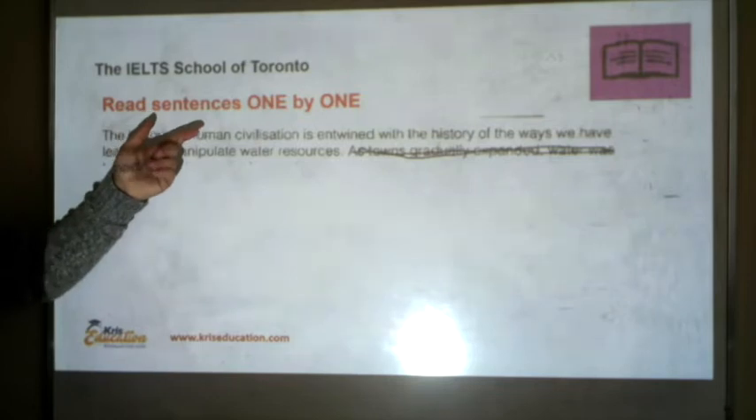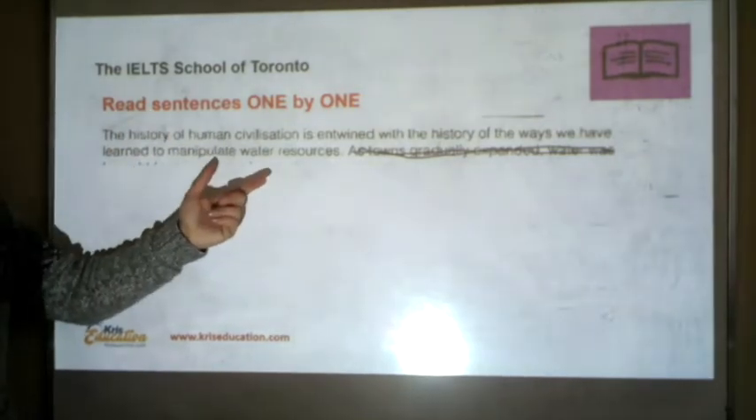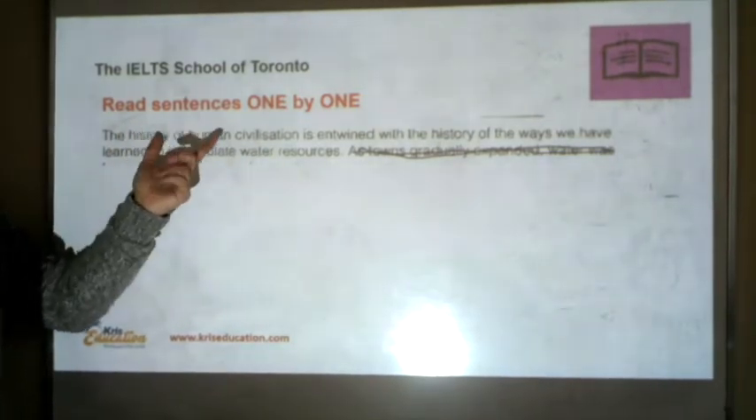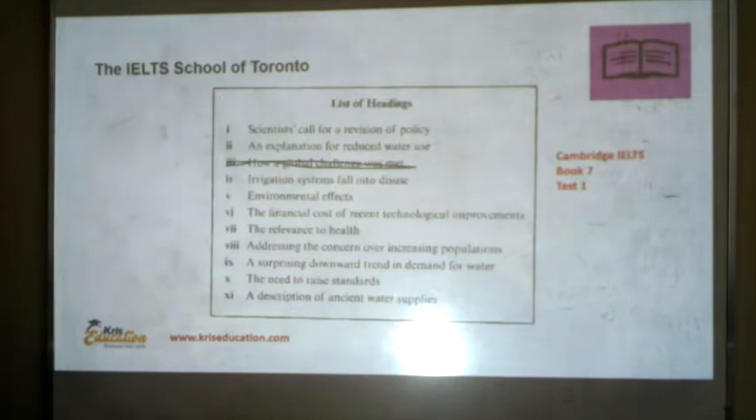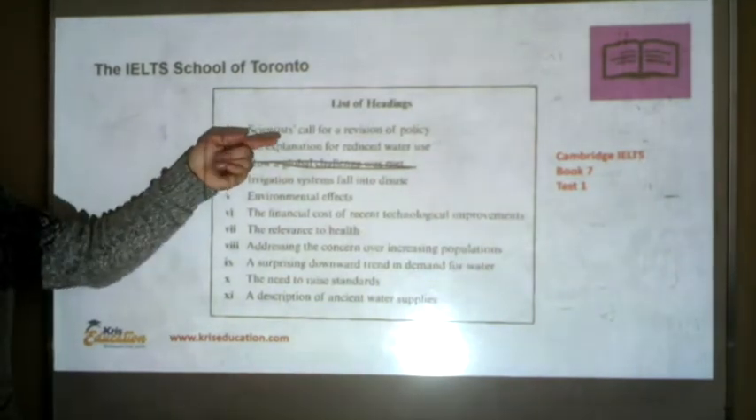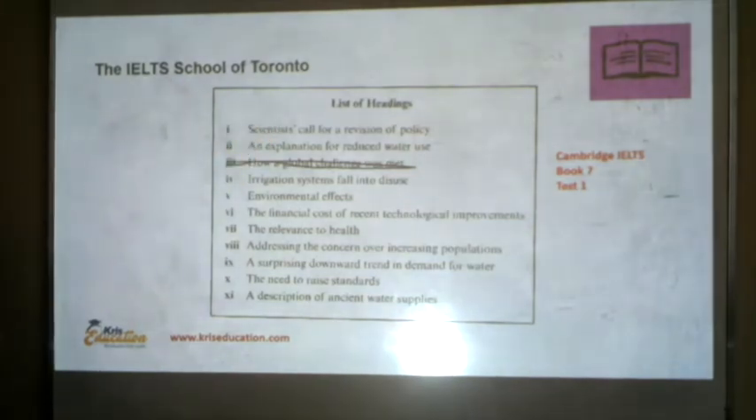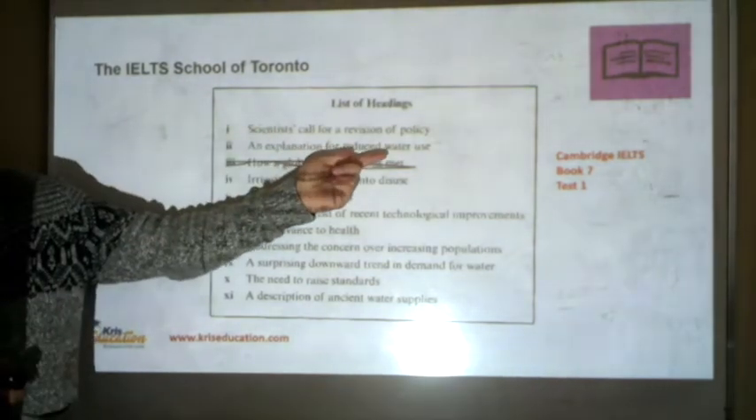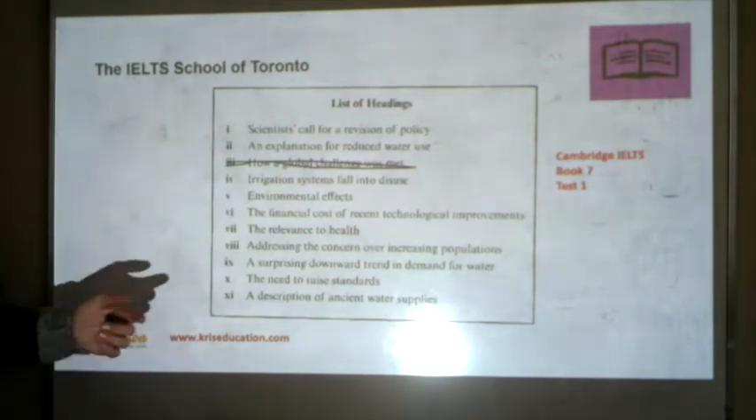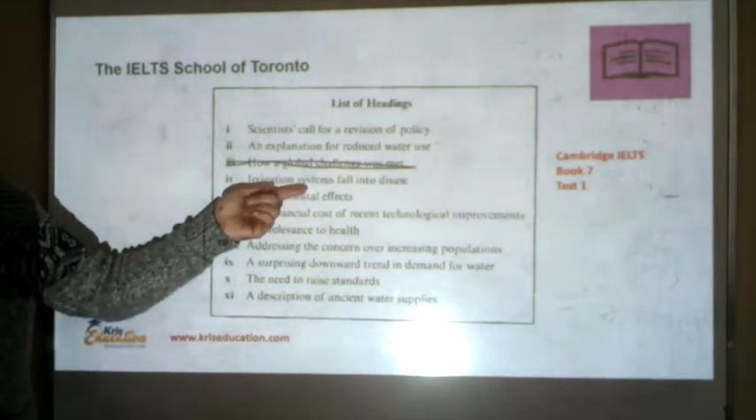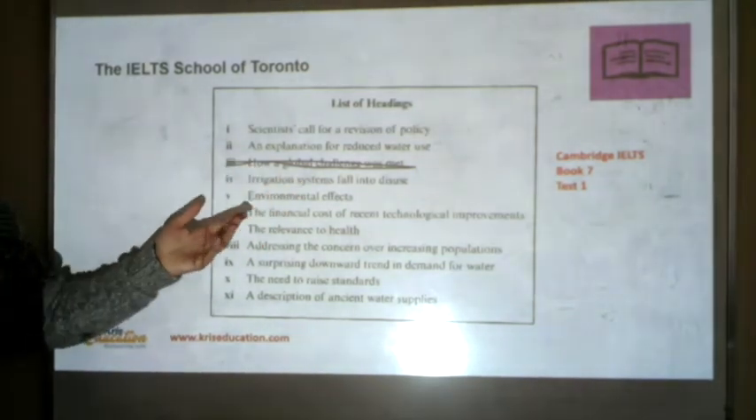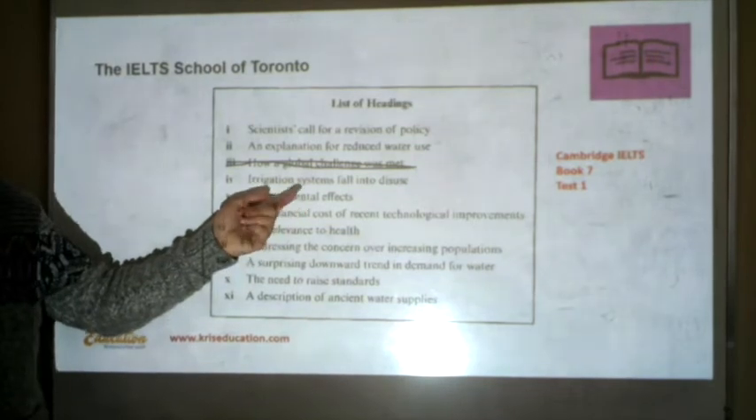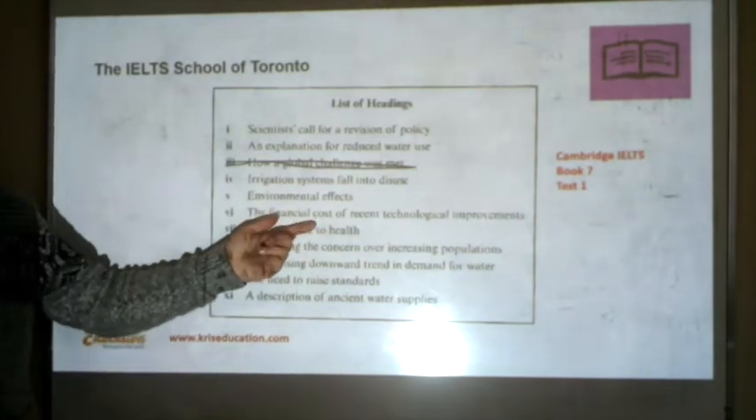This sentence is telling you something about the history of human water resources. So, history, human, water resources. Is this sentence talking about scientists? No. Is it talking about reduced water use? Again, no. Is it talking about irrigation systems? No. Environmental effects? No. Financial cost?